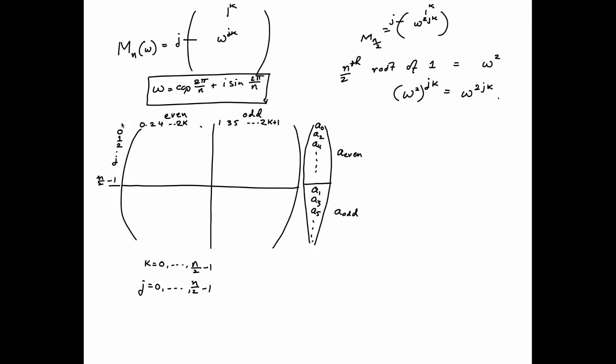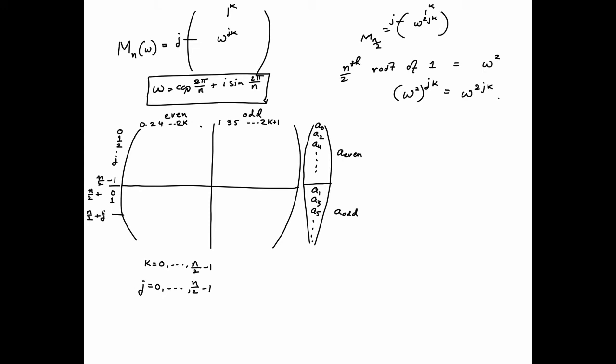And then what do we do after this? When we go down, everything down here is going to be numbered n over 2 plus something. So this one is going to be n over 2 plus 0, and that's going to be n over 2 plus 1, and so on, all the way down to the general one, n over 2 plus j.